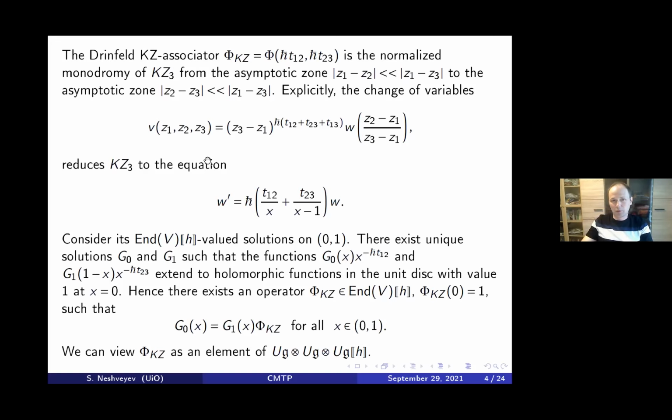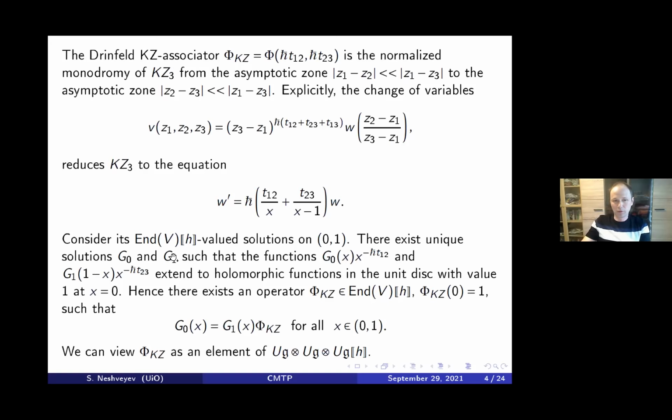But in terms of W, the KZ3 equation then reduces to just one equation with 2 singularities, 0 and 1. And we consider the solutions of these equations on the interval (0, 1), with values in the endomorphisms of V, extended to formal power series. The solution is uniquely determined by initial conditions at any point in the interval (0, 1), but at the singular points x equals 0 and x equals 1, we can normalize them differently and then compare how these 2 solutions are related.